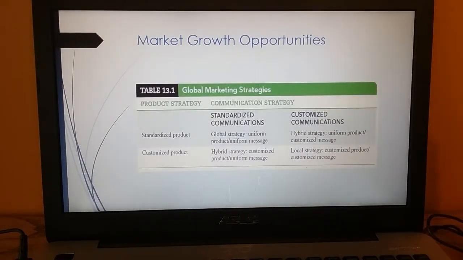So as you know from your Marketing 1 class, there are essentially two different approaches you can take when you, quote-unquote, go global. One is to have a standardized product and communication, and one is to have customized. So that's a decision that you have to make based on a variety of different factors in terms of cultural differences in the product itself and that kind of thing.